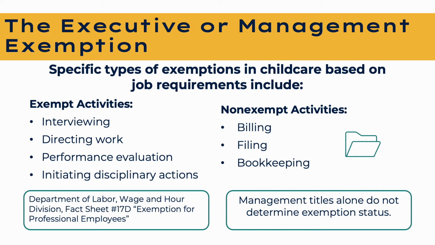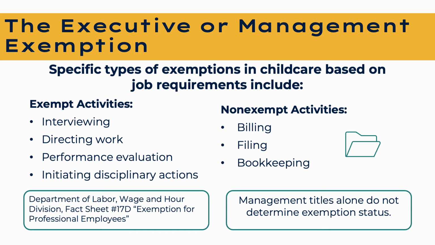Practically speaking, in a large child care program, this likely means that the director or program administrator is exempt since the majority of their duties include those classified as executive or managerial in relation to the rest of the staff. If you have an assistant director, they may fall into a gray area as they may spend more than 50% of their time with children and or performing the same duties as other staff members. The key takeaway here is understanding that management titles alone do not determine exemption status.